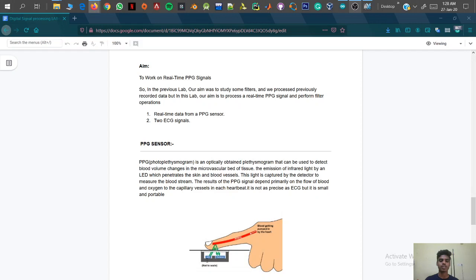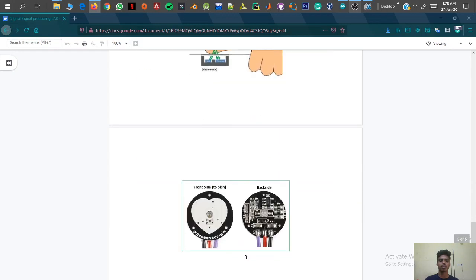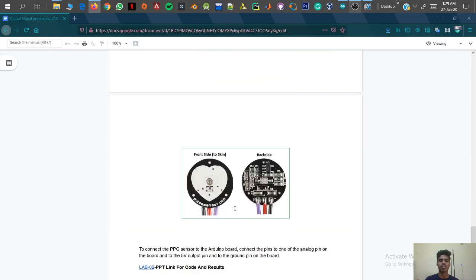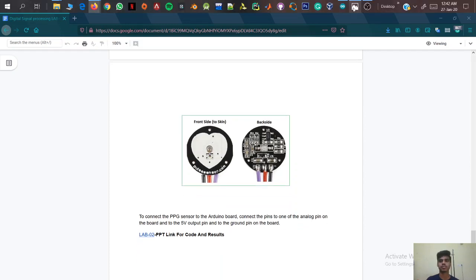As you can see in the image, the LED is emitting the infrared light, and the photodiode is capturing the received light. The PPG sensor will look like this. This is the front side, and this is the back side. As you can see, this is the LED which emits the infrared light, and this is the photodiode which captures the received data.